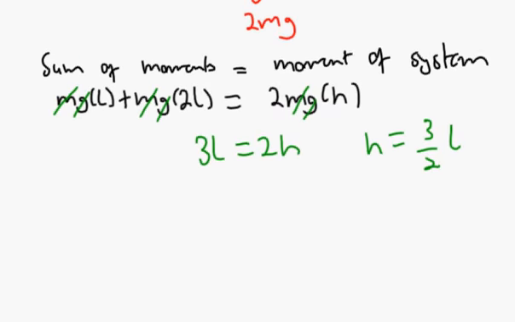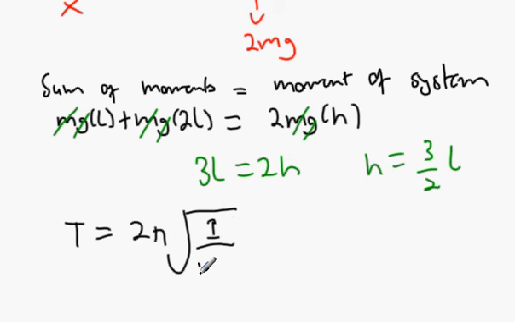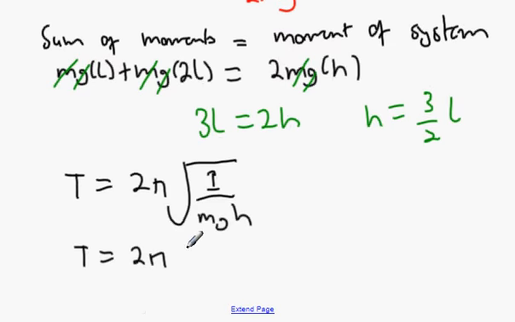Now that we have that done, all we have to do next is find out what the periodic time is. You look up your notes, small oscillations. Periodic time equals 2 pi, the square root of inertia over mgh. Now 2 pi stays the same. What's the inertia of our system? 16 over 3 ml squared.